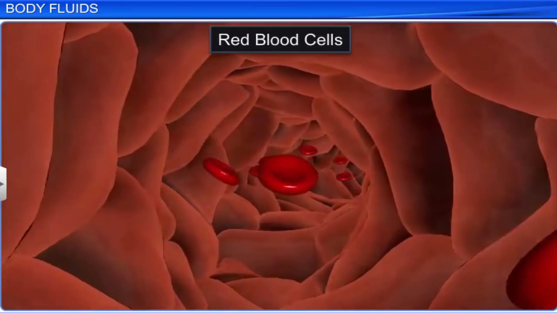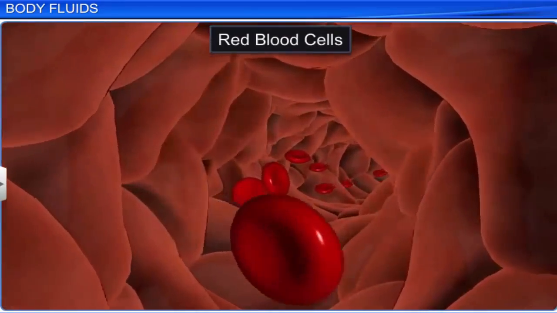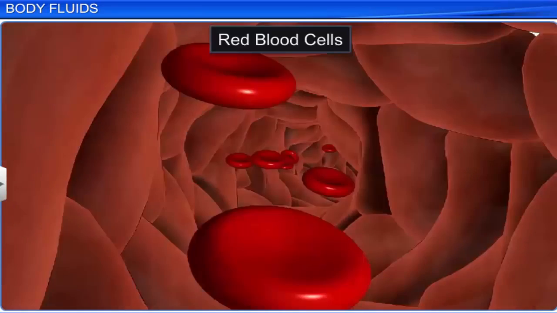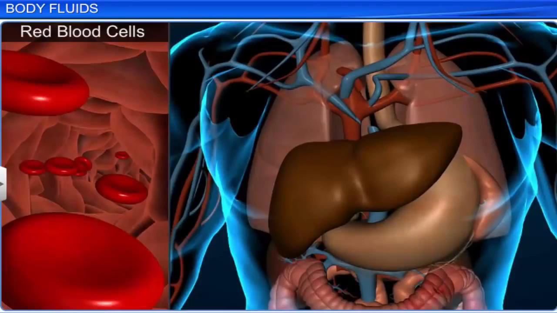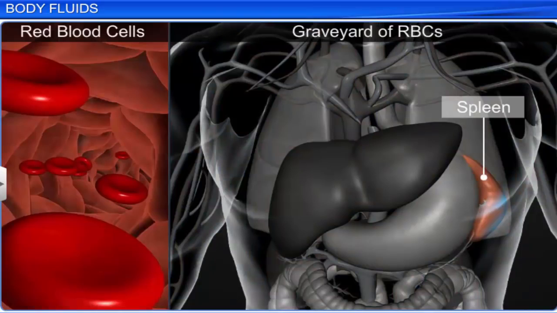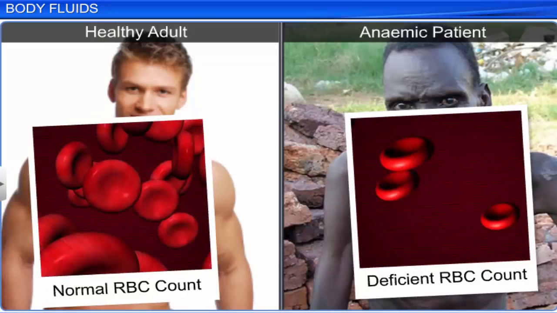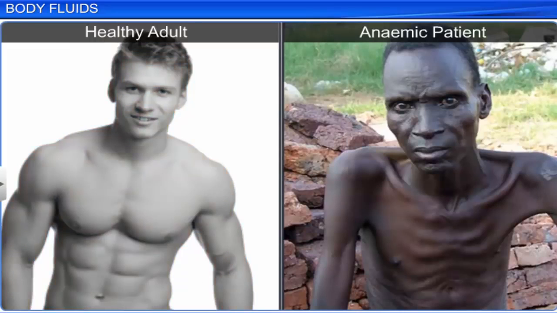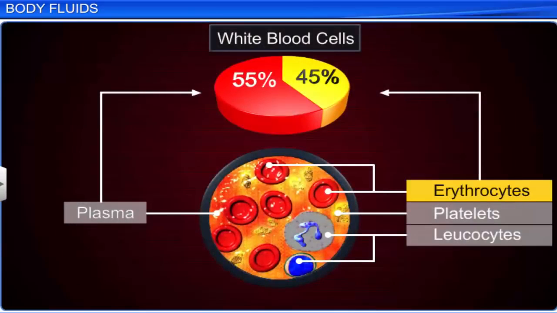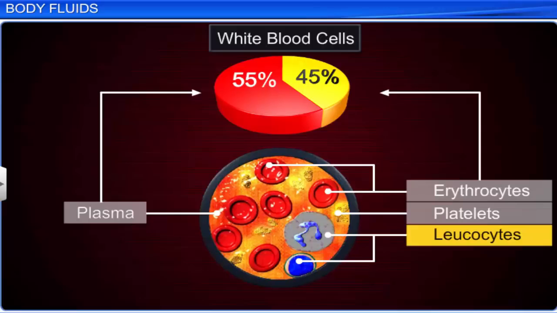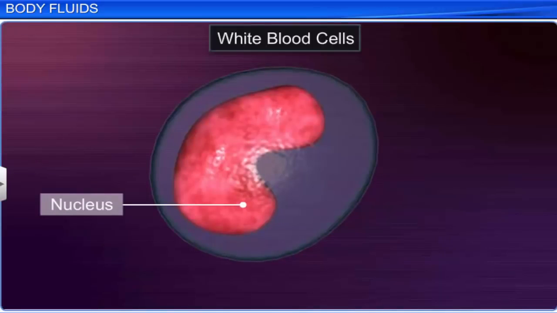The lifespan of an RBC is around 120 days, after which it is destroyed in the spleen, which is known as the graveyard of RBCs. A low RBC count in the blood can cause anemia in humans. Unlike erythrocytes, leukocytes or white blood cells are colorless and possess a nucleus.